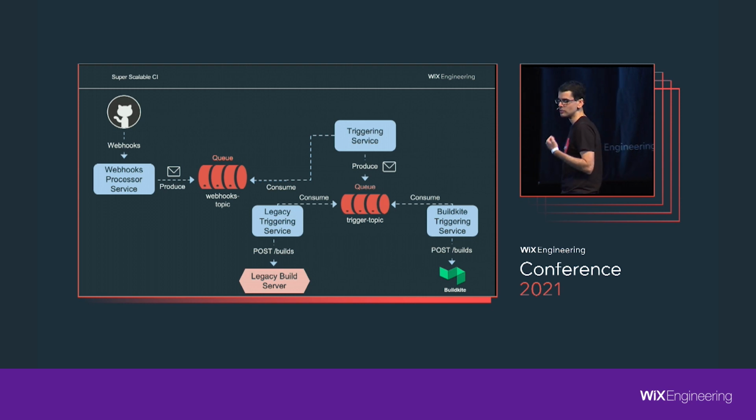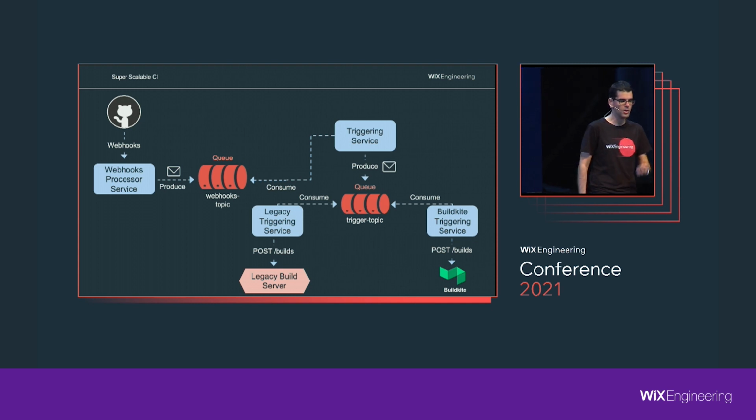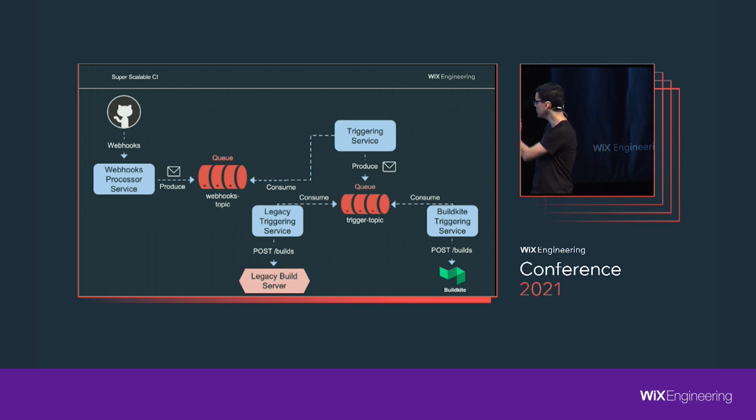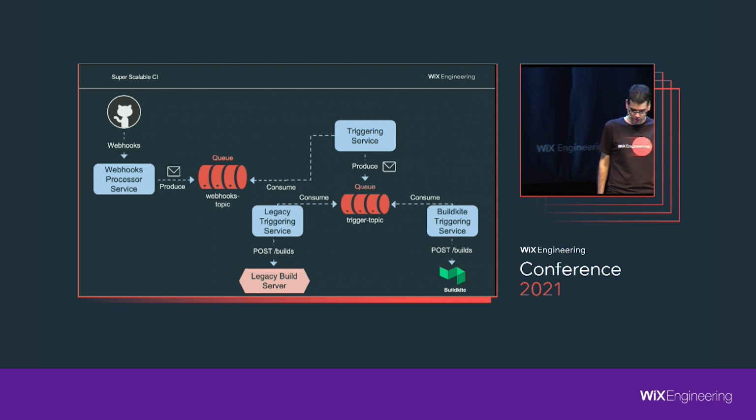Now the triggering service is responsible for the what. What are we triggering? It does not bother itself with the question, where are we triggering builds? Then it produces a message to the second Kafka topic. And then we have multiple services. We have legacy triggering service that is consuming that event and triggers builds on the old build server, on the legacy build server. And we have Buildkite triggering service that triggers builds on the new build server.